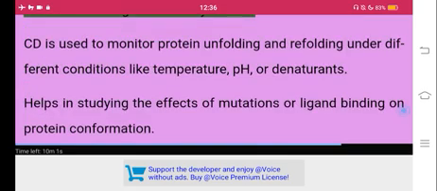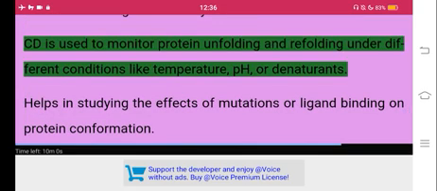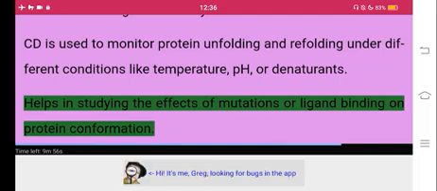2. Protein folding and stability studies. CD is used to monitor protein unfolding and refolding under different conditions like temperature, pH, or denaturants. Helps in studying the effects of mutations or ligand binding on protein conformation.